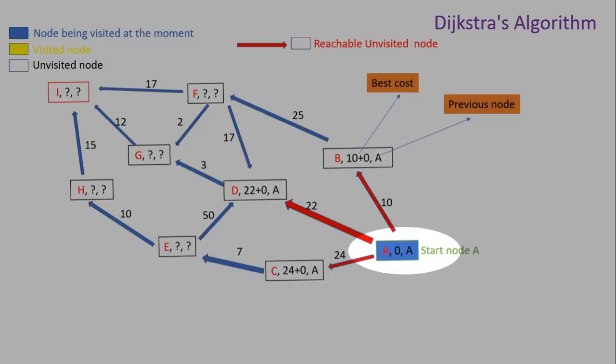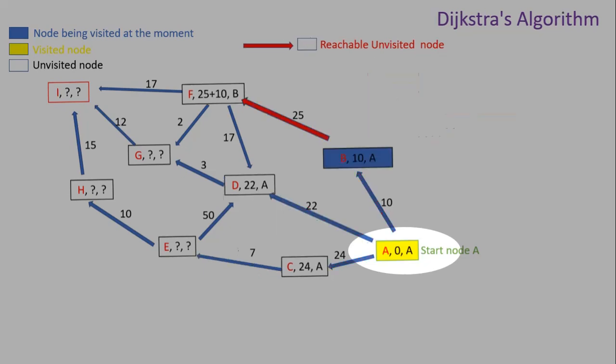We mark the node A with yellow as visited, and we never visit it again. We select the next node to visit by taking the smallest value of the unvisited nodes, to get B. B has one unvisited reachable node, F. We compute the best cost of B plus the edge length that connects them, equals 35. The current value is unknown, so we replace it. Accordingly we replace the previous node value with the node we come from, which is B.